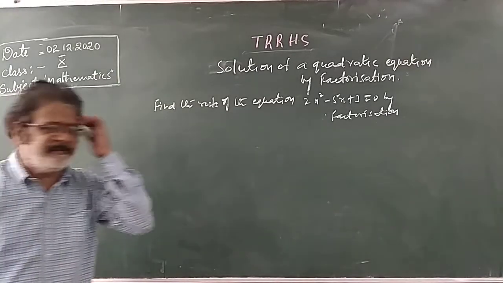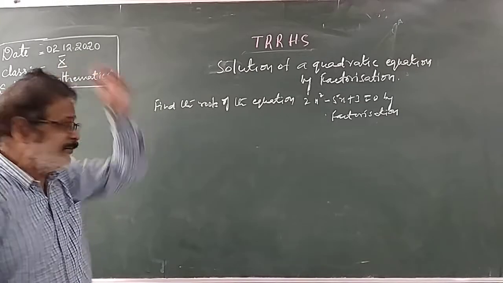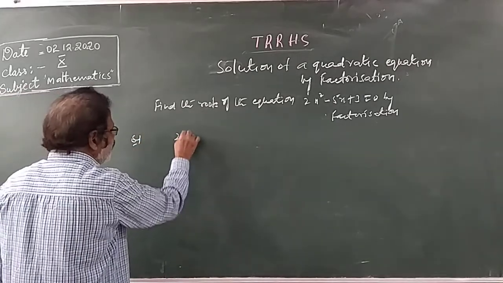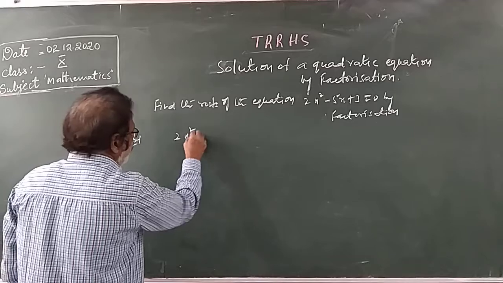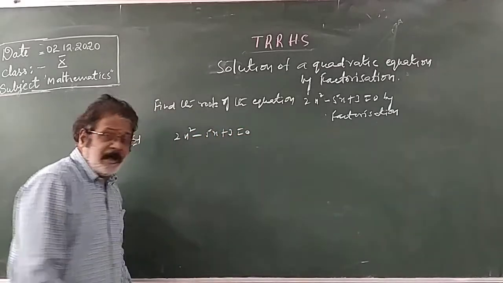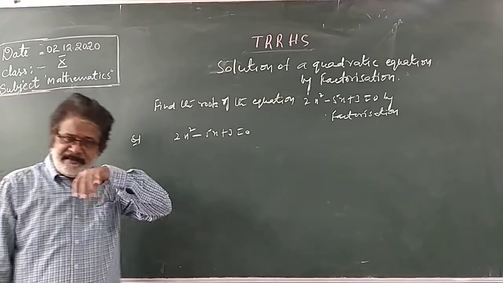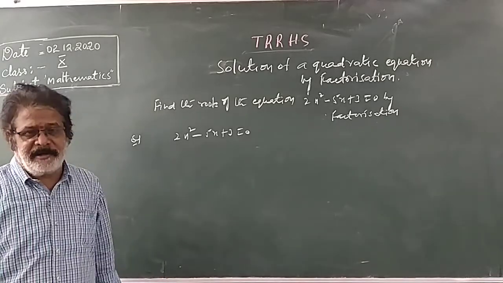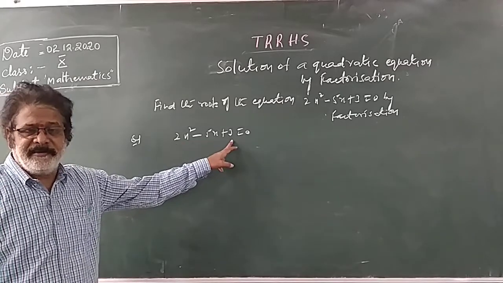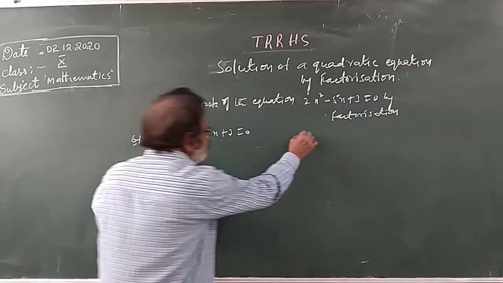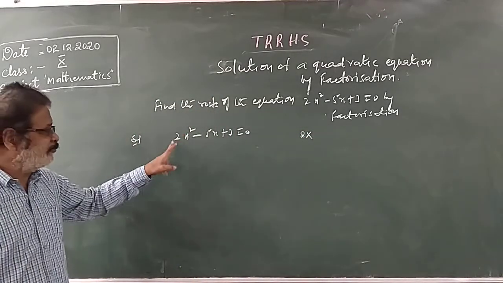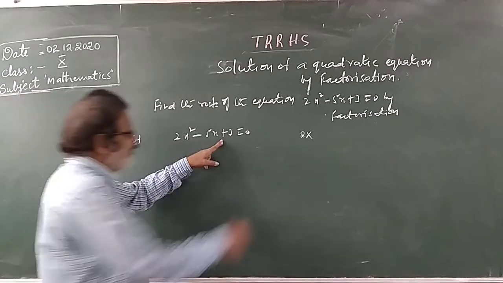Already we learned in the 9th class how to factorize this. The given equation is 2x square minus 5x plus 3 equal to 0. First, multiply the second degree coefficient and the constant. X square is the second degree term, its coefficient is 2, and the constant is 3.